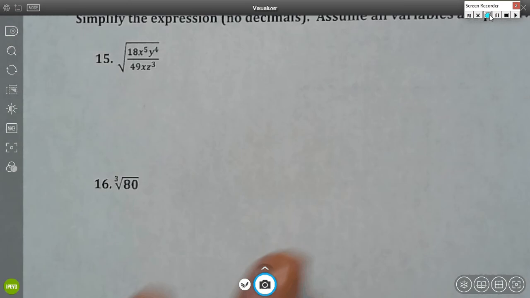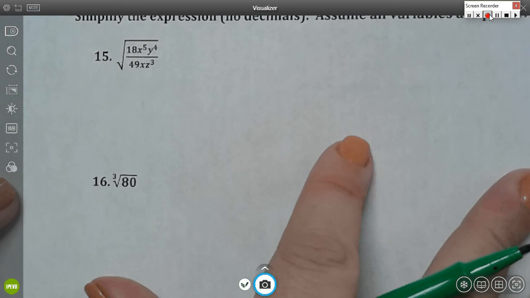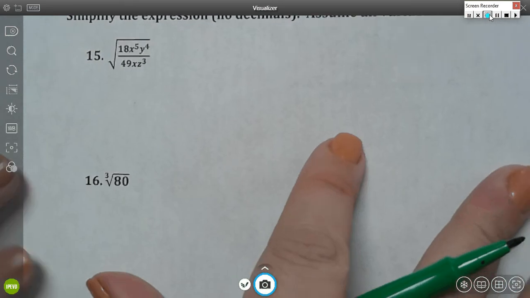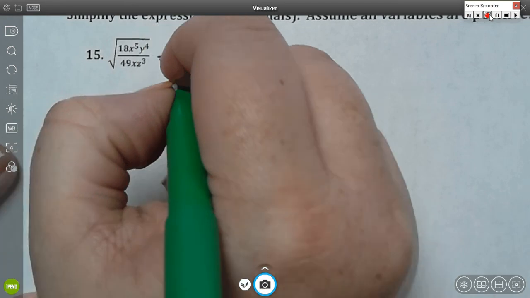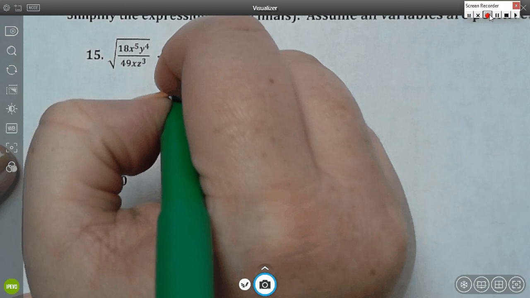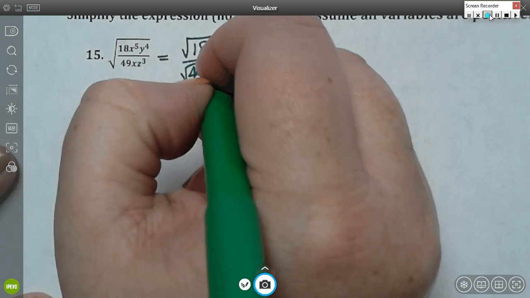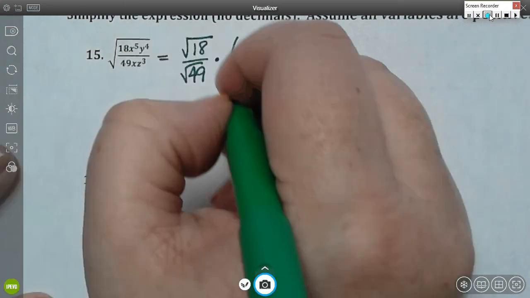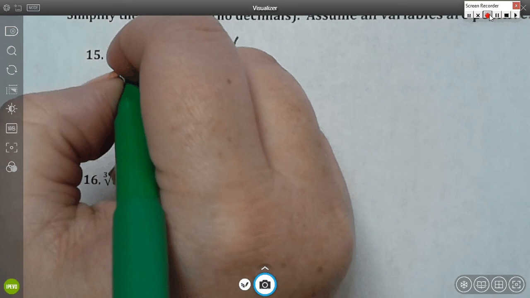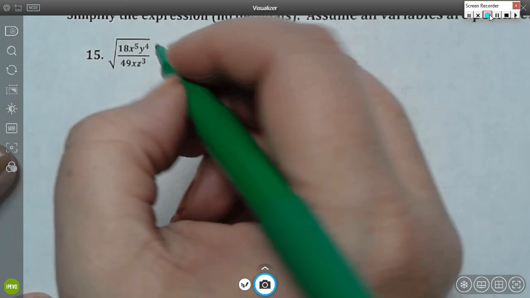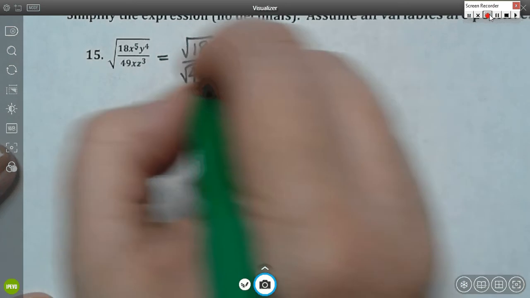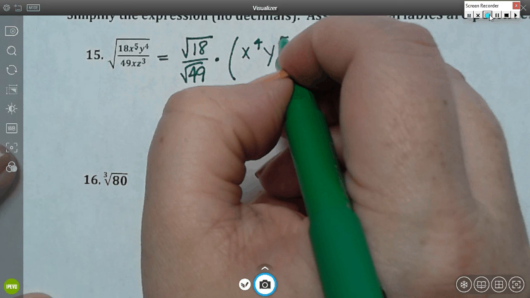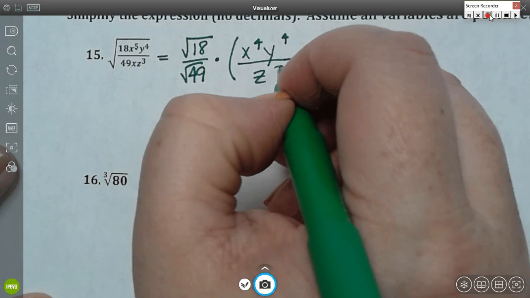Number 15. Number 15 is neat because you have to think about some exponent properties as well as some radical properties. With the numbers here, I'm going to do the square root of 18 and the square root of 49. And I'm going to simplify these fractions just a little bit. 5x's up top and 1 in the bottom would leave me with 4x's up top. I have y to the 4th and I have z to the 3rd.